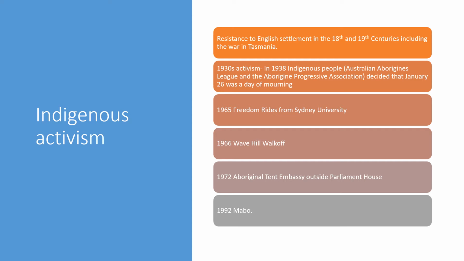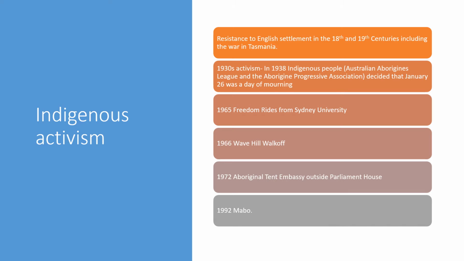However, Indigenous people have always fought for their freedom, and there is also a long history of Indigenous activism in Australia. There was resistance to the English arrival in the 18th and 19th century, including a major war between Indigenous and non-Indigenous people in Tasmania. It was only recently, in the late 1980s, that this resistance to English settlement was actually recognised in Australian history, and Henry Reynolds started the recognition of this resistance in academic Australian history circles.